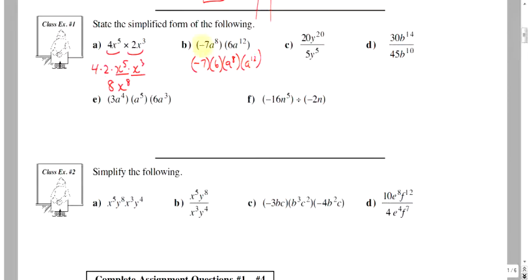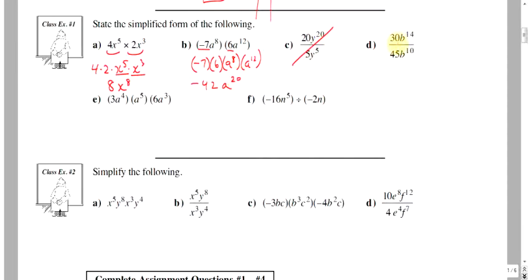What's negative 7 times 6? Negative 42. 8 times a to the 12. Multiply with the same base. Add the exponents, 12 and 8, 20. Okay? Let's skip that guy.